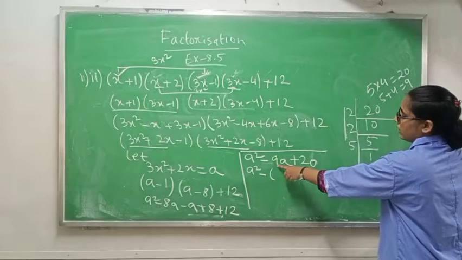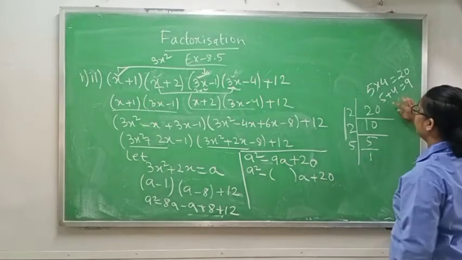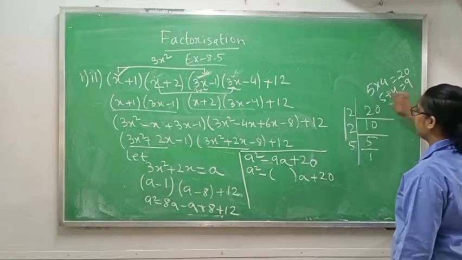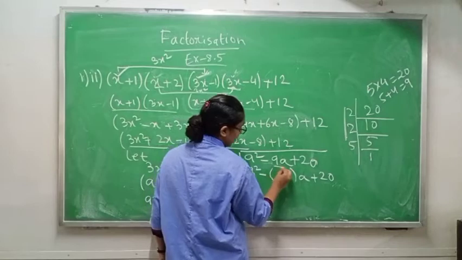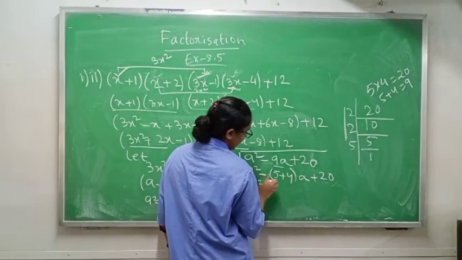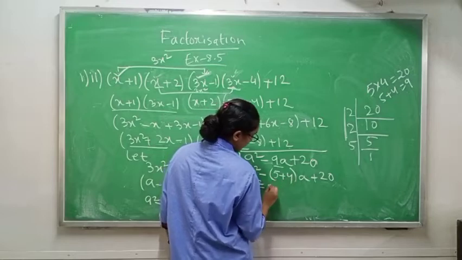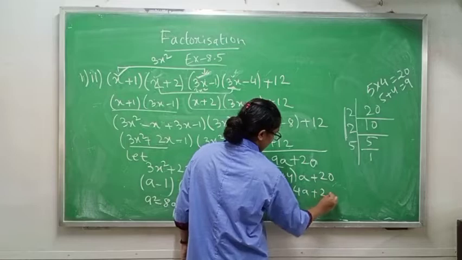I have to get 9 after addition. So when I am doing 5 plus 4, I am getting 9, and 5 into 4 I am getting 20. So in place of 9, we can write 5 plus 4. A square minus 5 into a, minus 4 into a, plus 20.